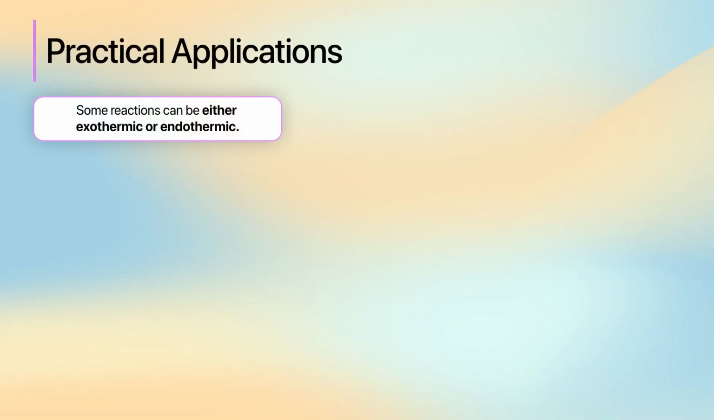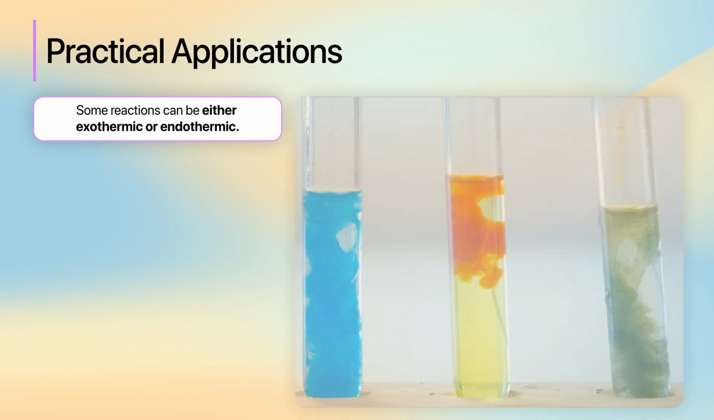Some reactions can be either exothermic or endothermic, depending on the specific chemicals involved. One example of this is precipitation reactions. When solutions react to form an insoluble product known as a precipitate, the temperature change can vary. Measuring the temperature change will help determine the heat transfer involved.